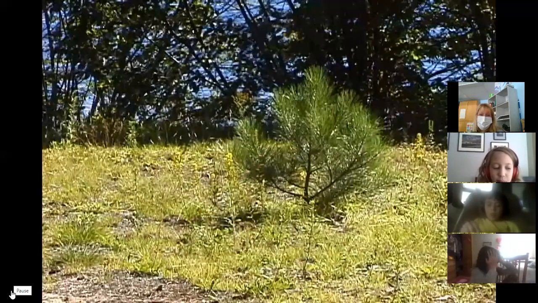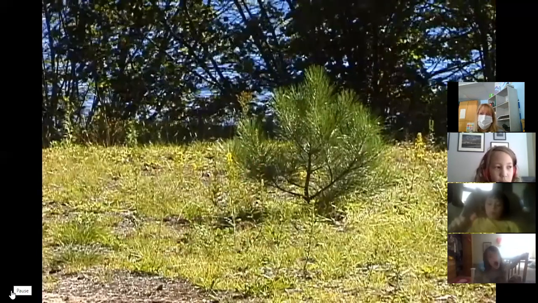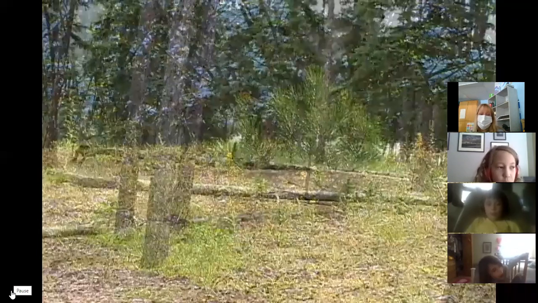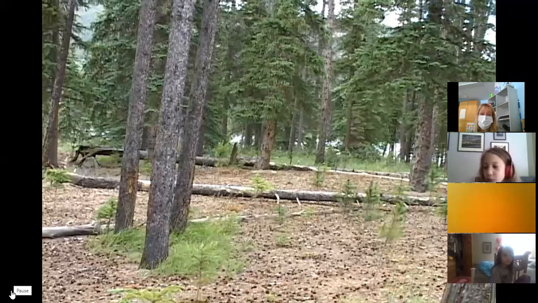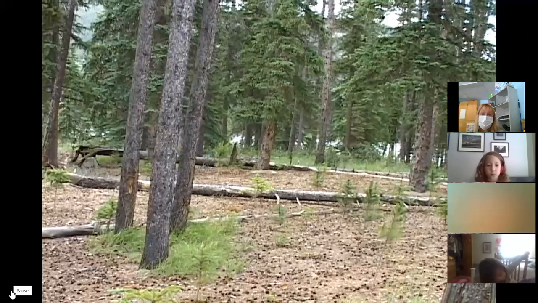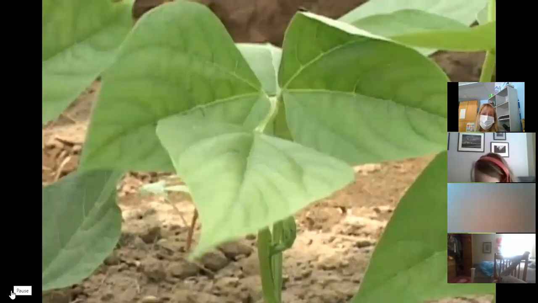Next, we saw how plants grow and develop from seedlings to adults. Last, we saw how plants are able to reproduce new plants when they become adults. This completed our exploration of plant life cycles.